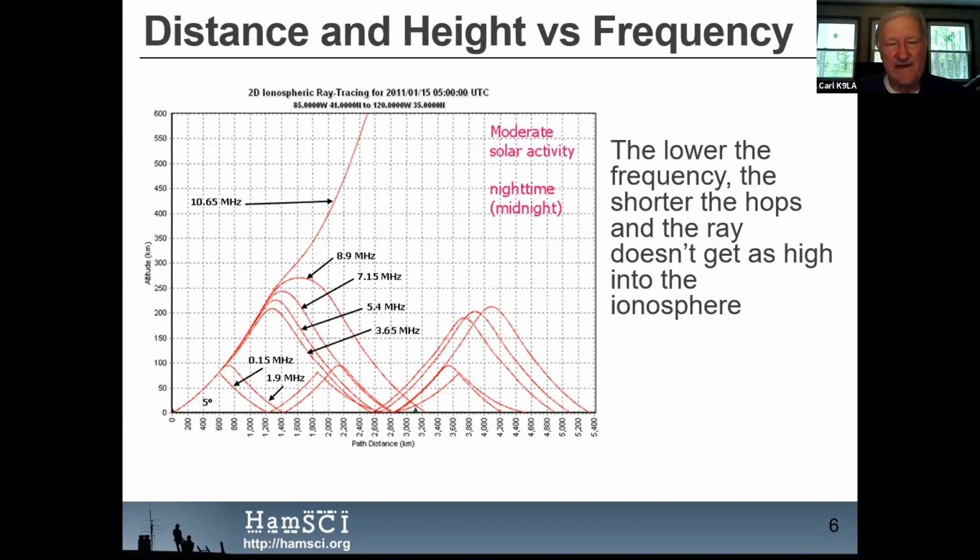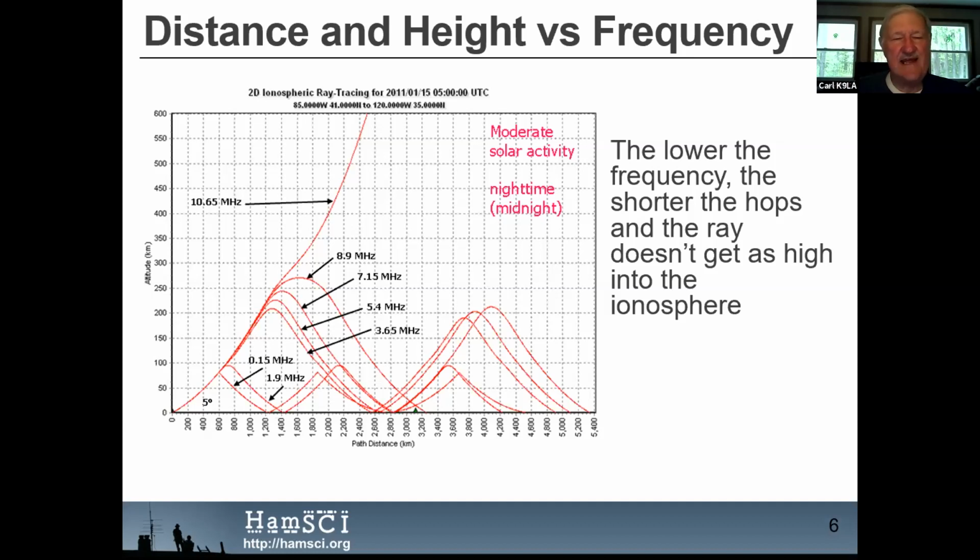Now, all this data, of course, would come out of a tabular run, like with VOACAP or W6EL prop. But boy, the ray trace visually shows you much better what's going on. And as you can see, the lower the frequency, the shorter the hops, and the ray doesn't get as high into the ionosphere. So that's very interesting to know.